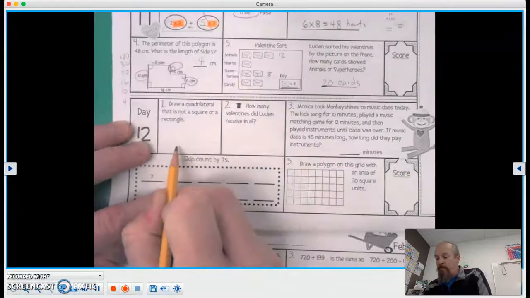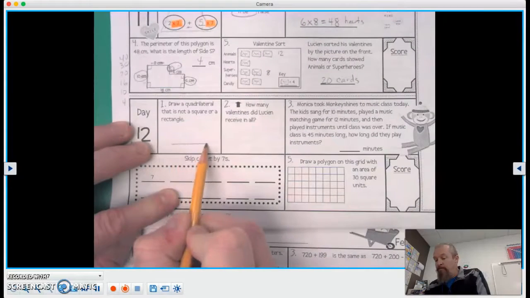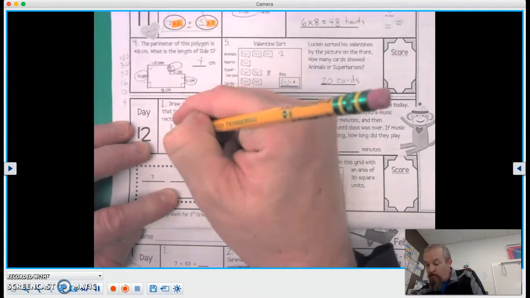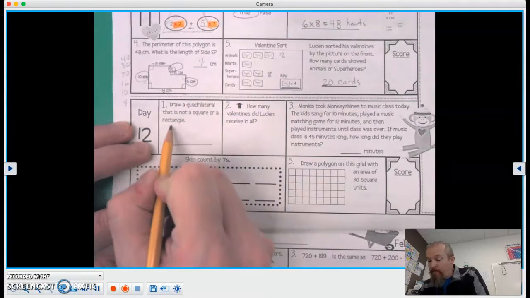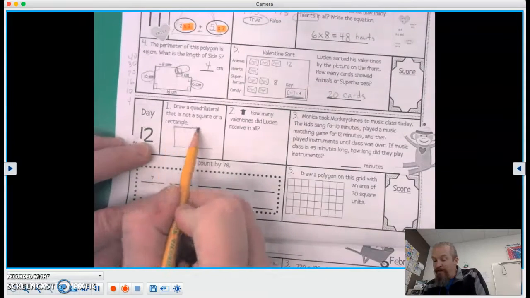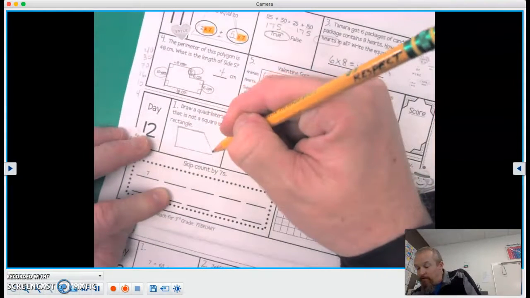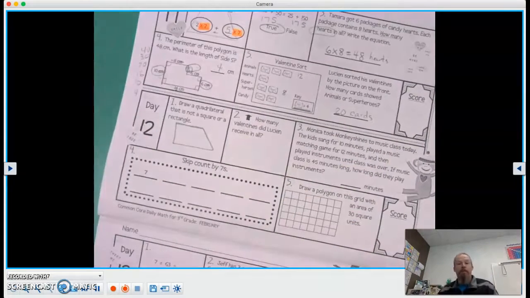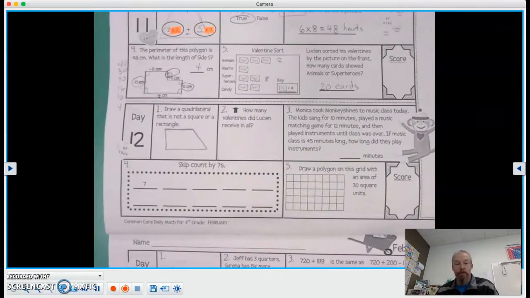So let's put one line down here. Okay, and we can have one like that and one like that. That should be straight, by the way. And how about this one has an angle? There. That is a quadrilateral. It's a four-sided figure. It's all straight lines. It's closed. And it's not a square or a rectangle.